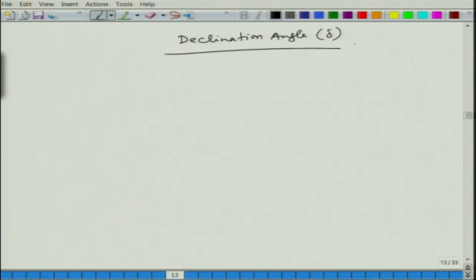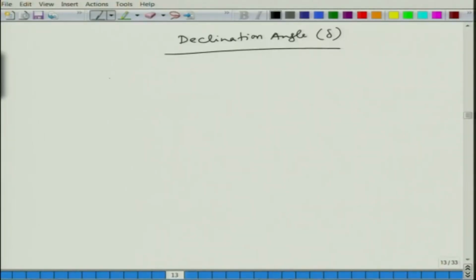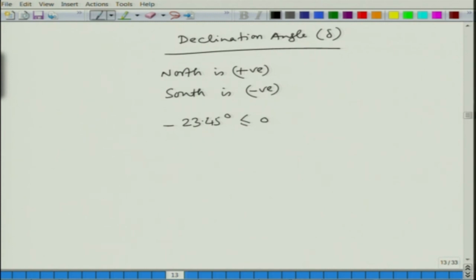Declination angle. This also we have talked about in details, where it is positive and where it is negative. Let me say that again: north is positive and south is negative. And what are the limiting values? The limiting values are negative 23.45 degrees to positive 23.45 degrees.